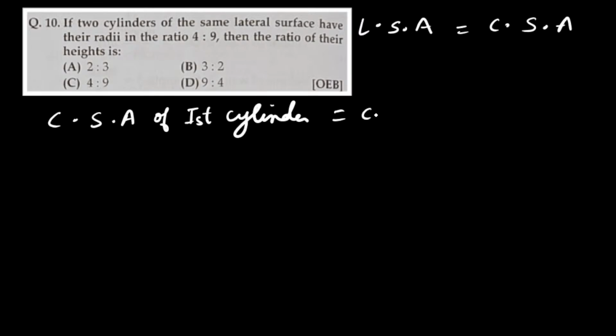So if two cylinders have the same lateral surface area, then the curved surface area of the first cylinder is equal to the curved surface area of the second cylinder.